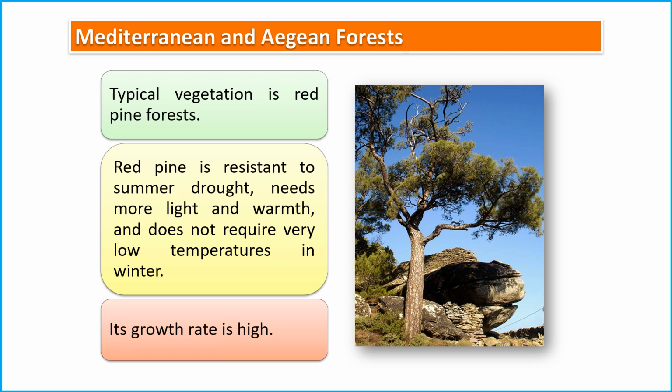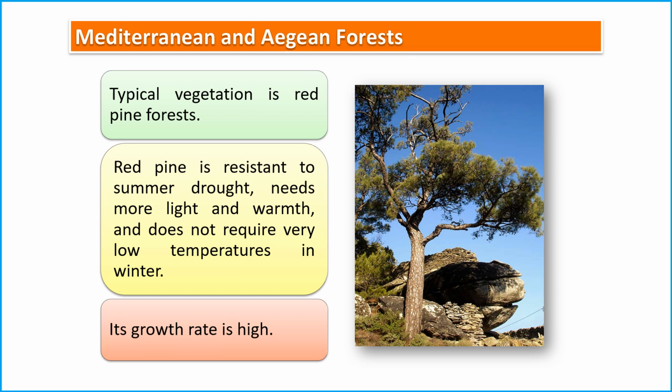4. Tolerance to winter temperatures. Unlike some cold-resistant evergreen trees found in higher altitudes, red pine does not require very low temperatures in winter. Its ability to tolerate milder winter conditions is a distinctive feature of the vegetation in this zone. 5. High growth rate. Red pine is known for its high growth rate, contributing to the rapid development and regeneration of the forest. The ability to grow quickly is advantageous in maintaining the overall health and vitality of the ecosystem.